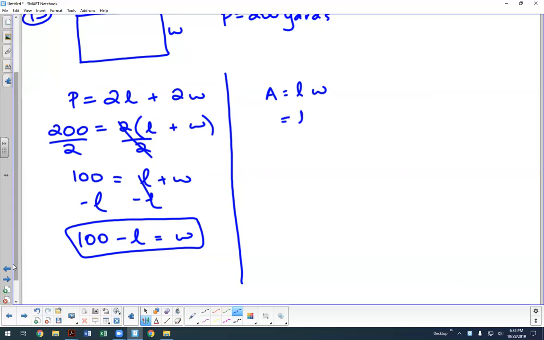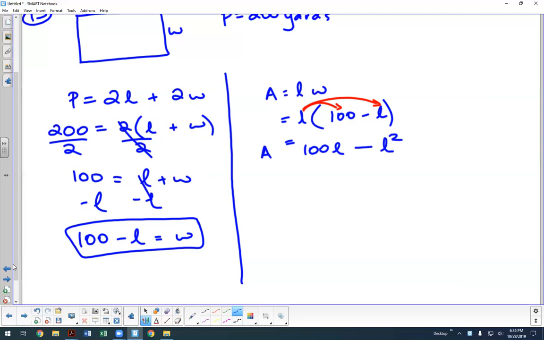So it's going to be length times, and then instead of W, I'm going to substitute it with 100 minus L. You can see this is where our quadratic format is actually going to show up when I distribute that L inside the parentheses. So we end up getting 100L minus length times length is length squared.